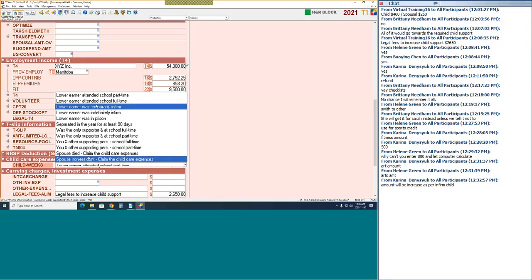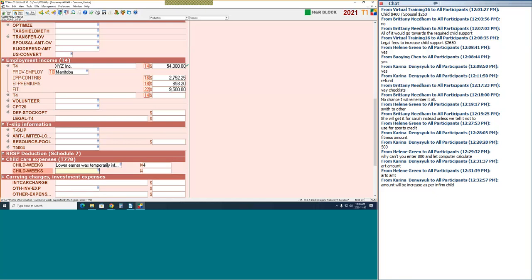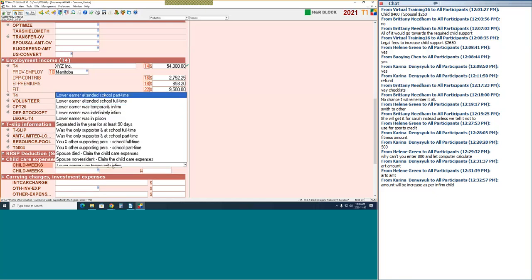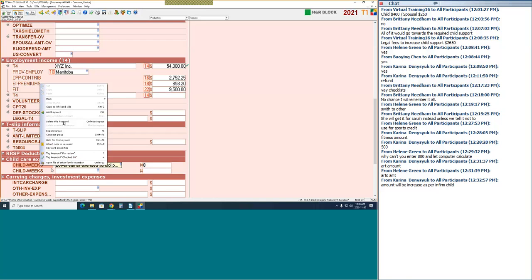So let's assume that I want to say temporarily infirm, and then it's going to say a number. How many weeks were they temporarily infirm? Remember, it has to be more than 2. If it was 4, I would do that. If it was how long were they in part-time, it's going to say how many weeks were you in school part-time. If you were in school part-time for 8 weeks, that's what it will be. Some of it will be weeks, some of it will be months, so you have to be careful for that.